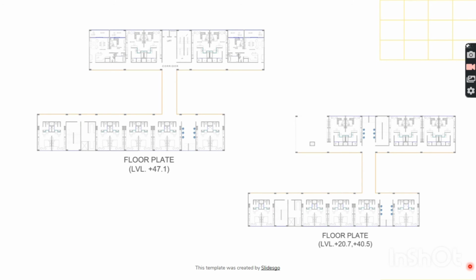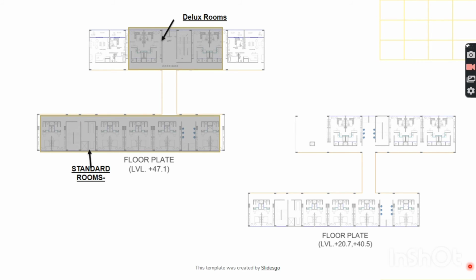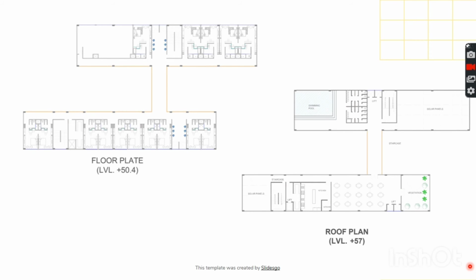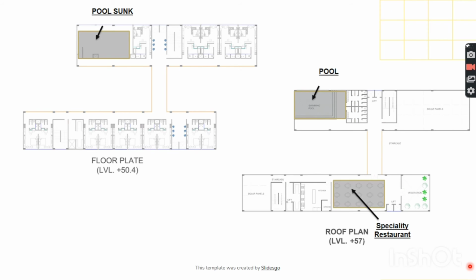This floor contains two presidential suites, 4 deluxe rooms and 10 standard rooms. This is the second highest level in order to provide a view from the presidential rooms. The refuge area is provided as per the DCPR. In order to accommodate the pool sunk, an area is provided. At roof level, an infinity pool plus bar plus a specialty restaurant is provided.